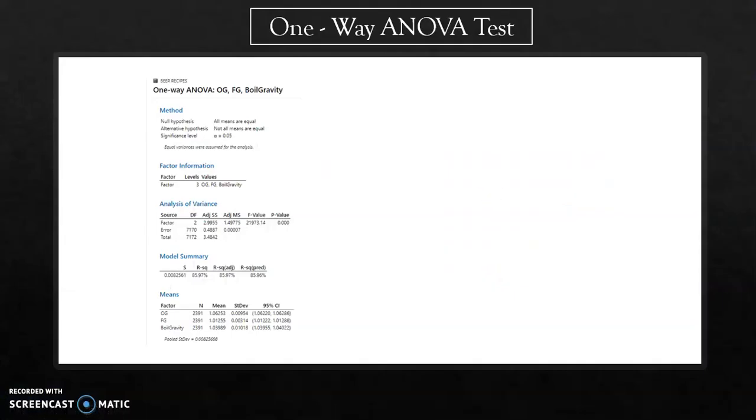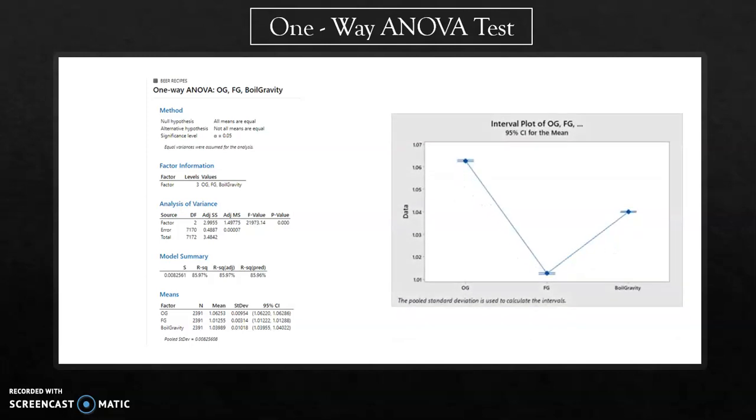Next is the one-way ANOVA test, which was performed to prove whether there is decreased intensity among the stages of brewing. The results and p-values say that there is a significant difference. And this interval plot at the end specifies that there is a reduction as the brewing process proceeds.